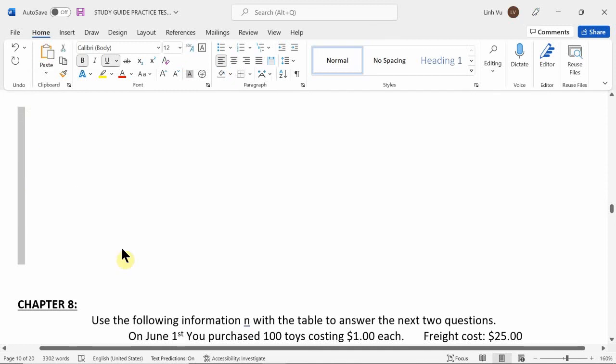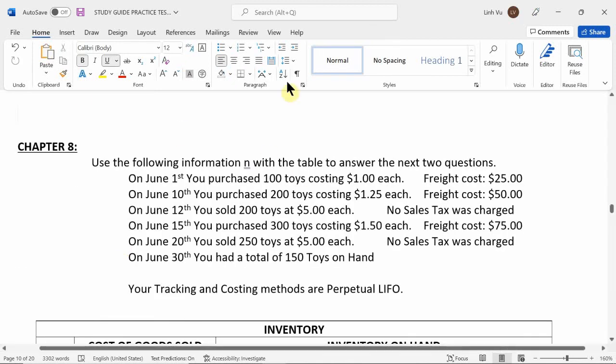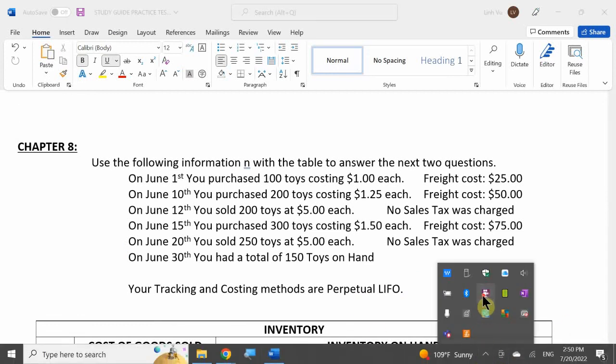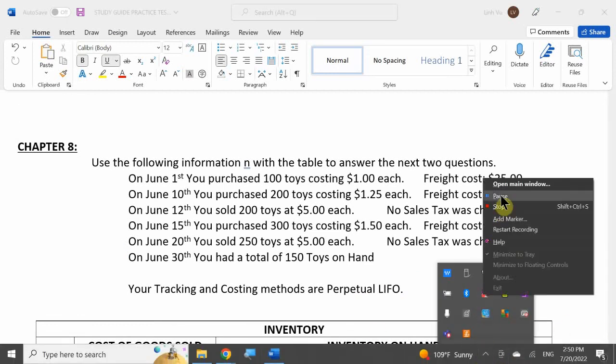All right, let's go ahead and take a look. So right now it is 2:51. I'm going to stop and pause here real quick. Let's go ahead and take a quick break here so we can just finish up the study guide on time.